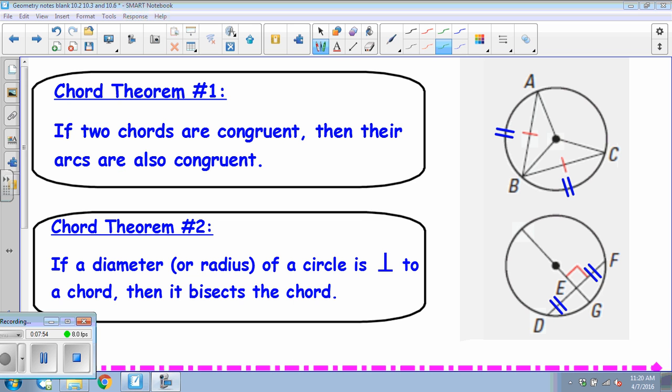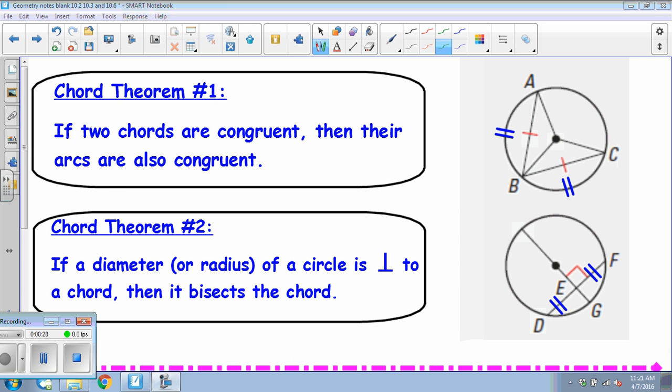Correct? So if I have two chords in the same circle and they're the same distance, their arcs are going to measure the same. If one chord's longer than the other, then their arcs are going to be different measurements. But if they're exactly the same, then their arcs will be the same. So if they show you that two chords are congruent, then their arcs are also congruent, and vice versa. If they show you that their arcs are congruent, that means those chords are also congruent.